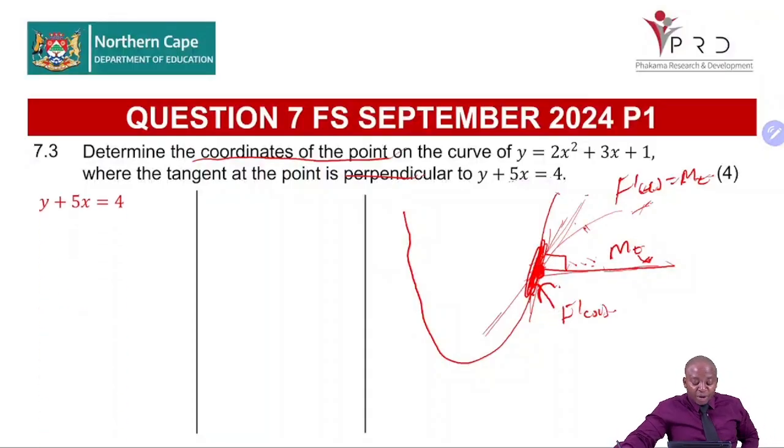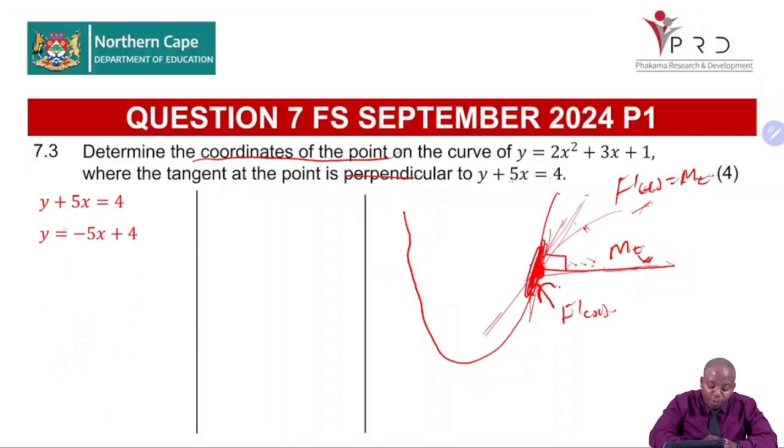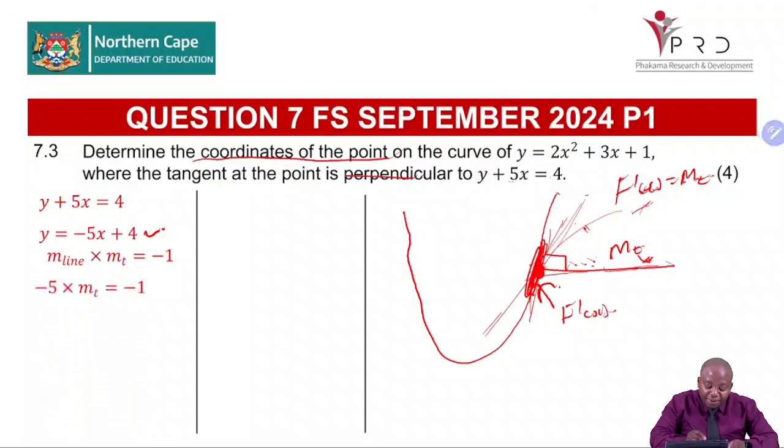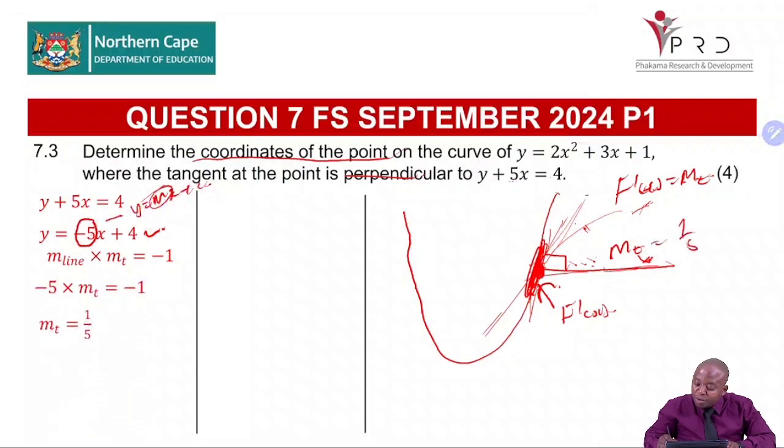We are using simultaneous equations. So from our line, which is perpendicular to that line there, we write it in the standard form, y equals negative 5x plus 4. But we are told that this line is perpendicular to a certain line at that point. So m line multiplied by m tangent is equal to negative 1. Why? Perpendicular lines, when you multiply their gradients, will give you negative 1. Thereafter, we have the gradient of the line, because remember, this is written as y equals mx plus c. Our m in this case is negative 5. Then you divide by negative 5, and m tangent is going to be 1 over 5. So we already find that this is 1 over 5.